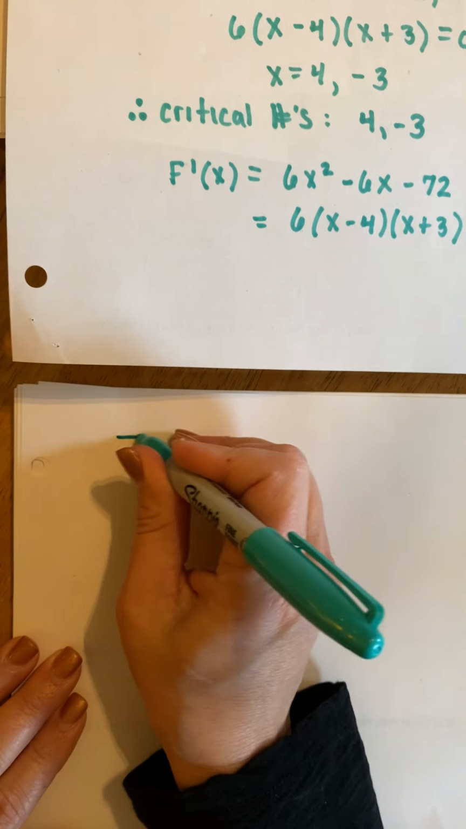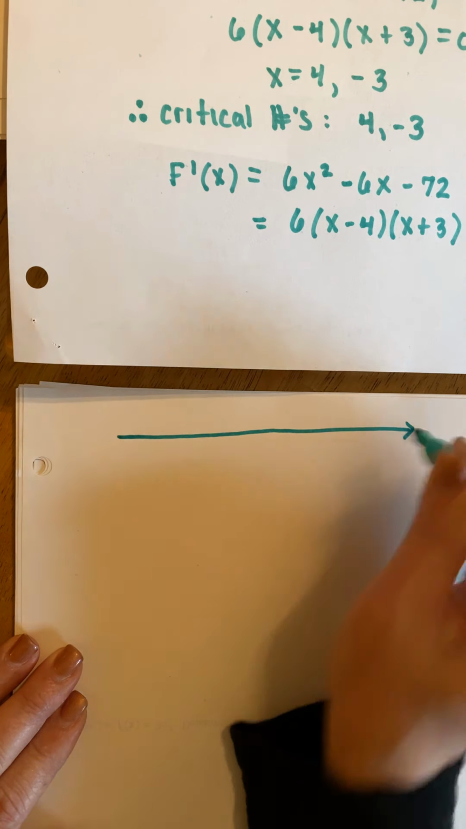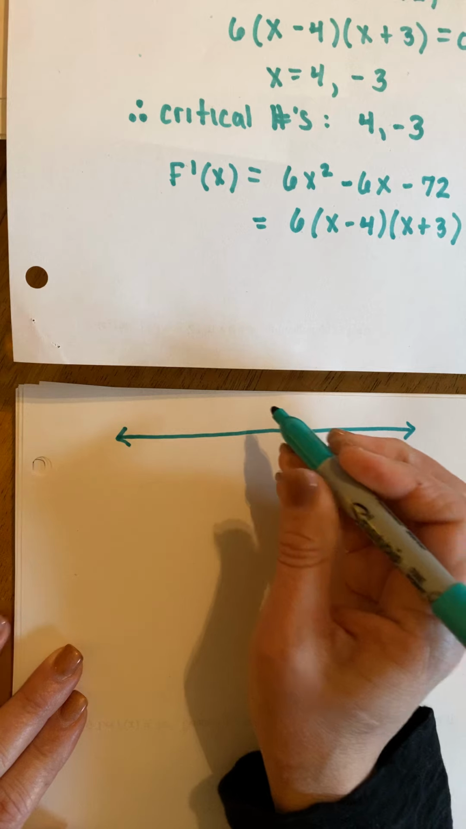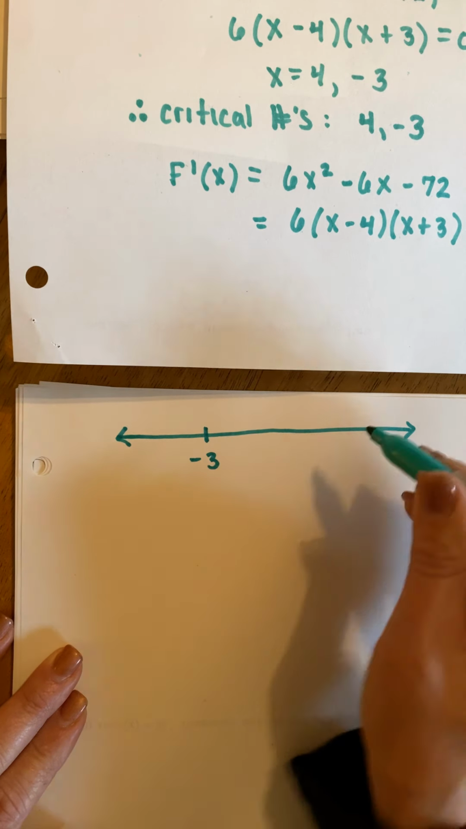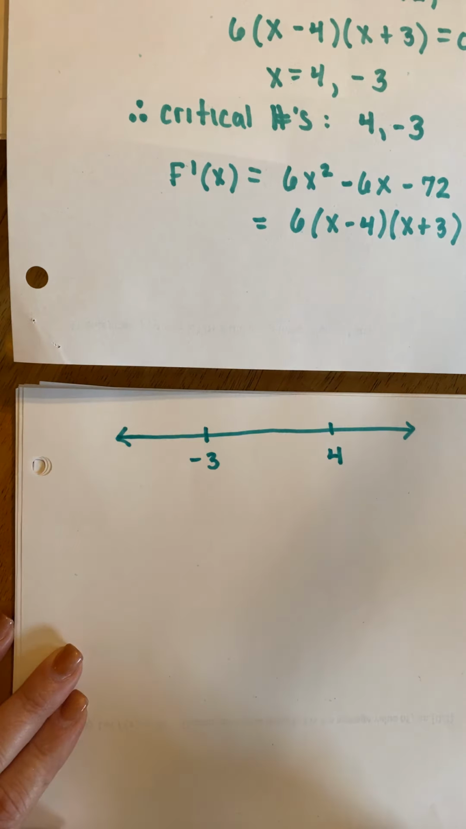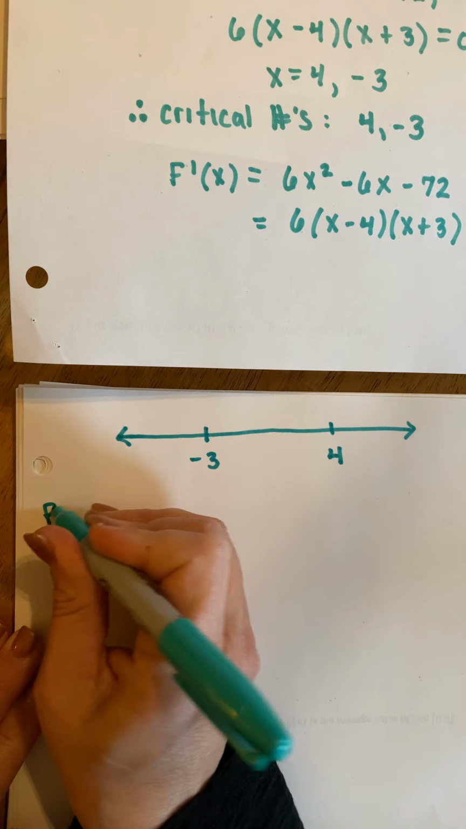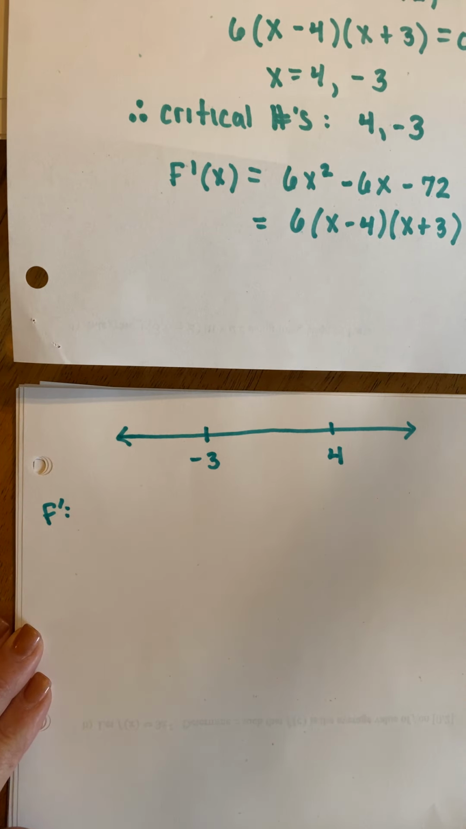So we are going to draw a number line. This time we have two critical numbers. Make sure you put them in order on the number line. Negative 3 comes to the left of 4. All right, so we're going to see how the derivative behaves before, between, and after.